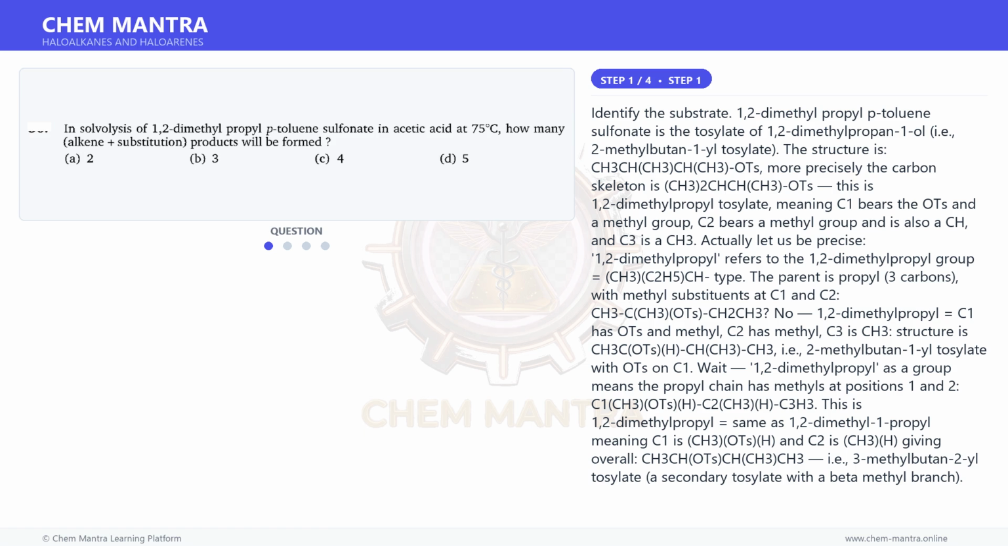Wait, 1,2-dimethylpropyl as a group means the propyl chain has methyls at positions 1 and 2: C1 with CH3, OTs, H, and C2 with CH3, H, and C3 as CH3. This gives overall CH3CH(OTs)CH(CH3)CH3, i.e., 3-methylbutan-2-ol tosylate, a secondary tosylate with a beta-methyl branch.